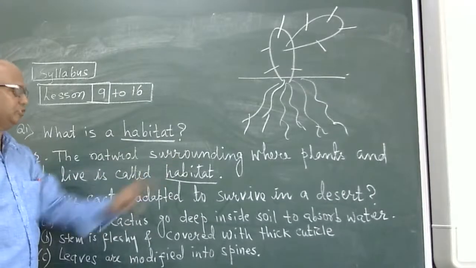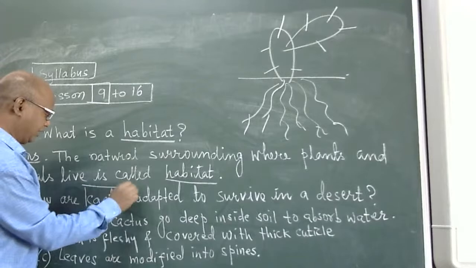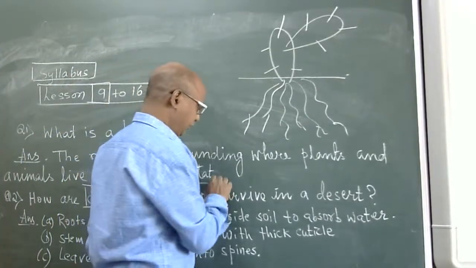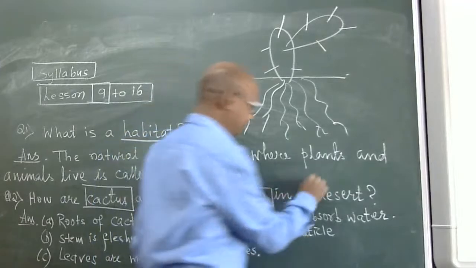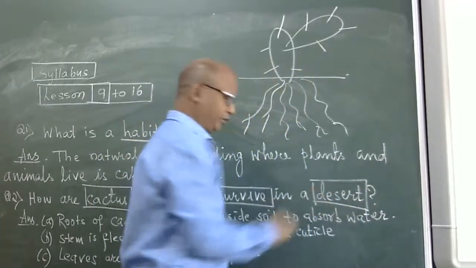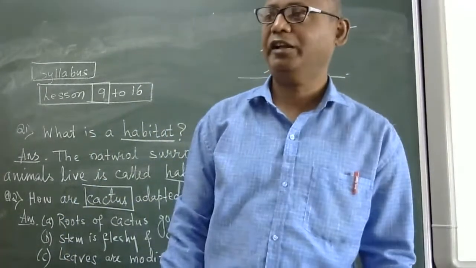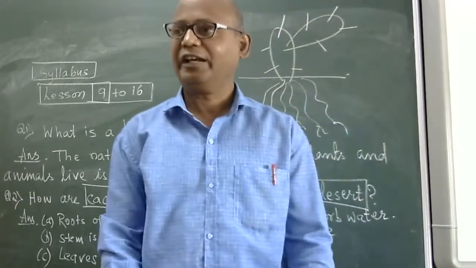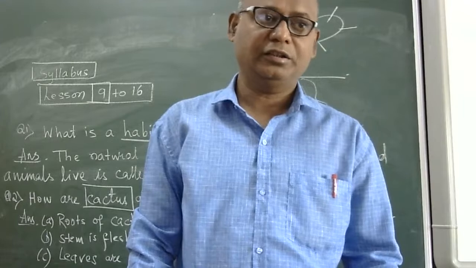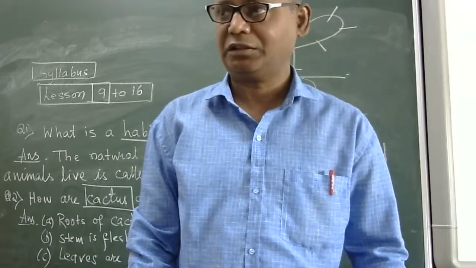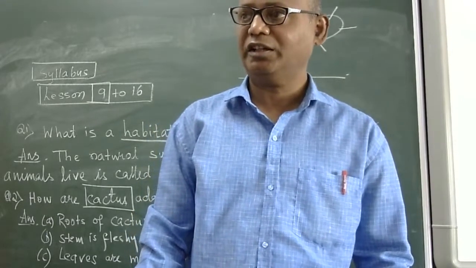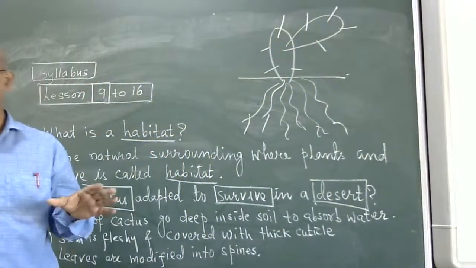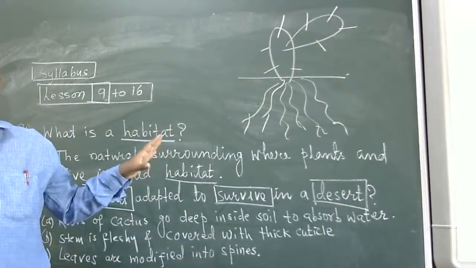Cactus adapted to survive in desert. You know, the cactus is surviving in the desert. We can't survive there. Now the question is why the cactus survives in the desert and why we can't. So it has certain adaptations. What are these adaptations? I am telling, and then you have to come and tell me. Okay.